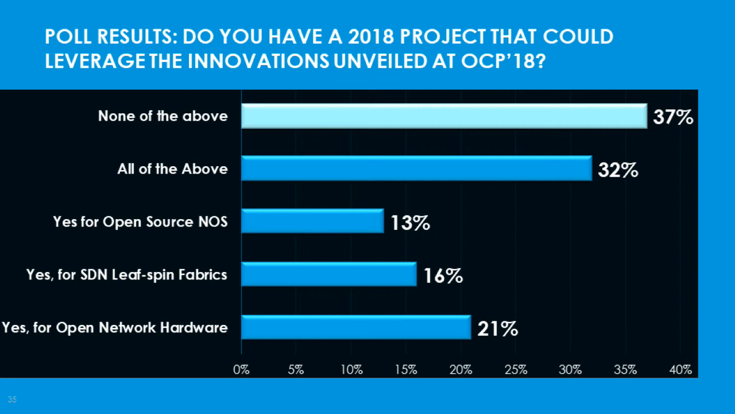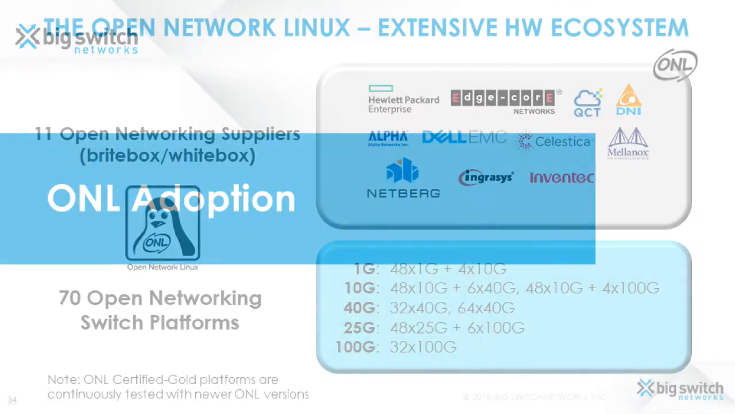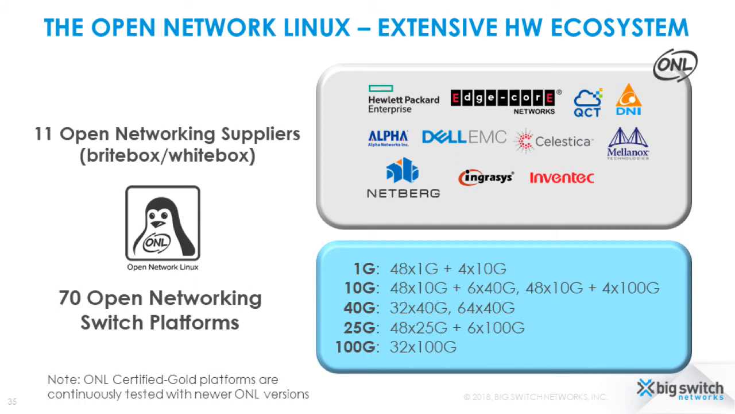And so let's come back and look at ONL adoption and see where else ONL has been chosen. So we'll start with the hardware platforms. We can see that ONL has now, this is truly very exciting, 11 open networking switch suppliers, both branded open networking providers as well as white box open networking providers, where ONL is supported. 70 plus open networking switch platforms, all the way from 1 gigabit, 10G, 40 gigabit, and now the latest 25 gig, 100 gig fabric can be built using open networking hardware. And all of these are leveraging ONL.